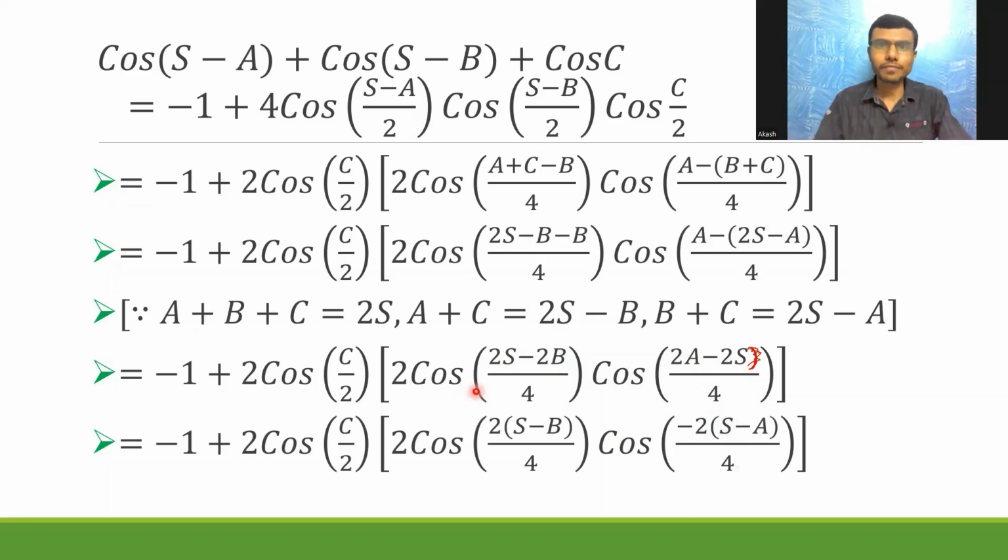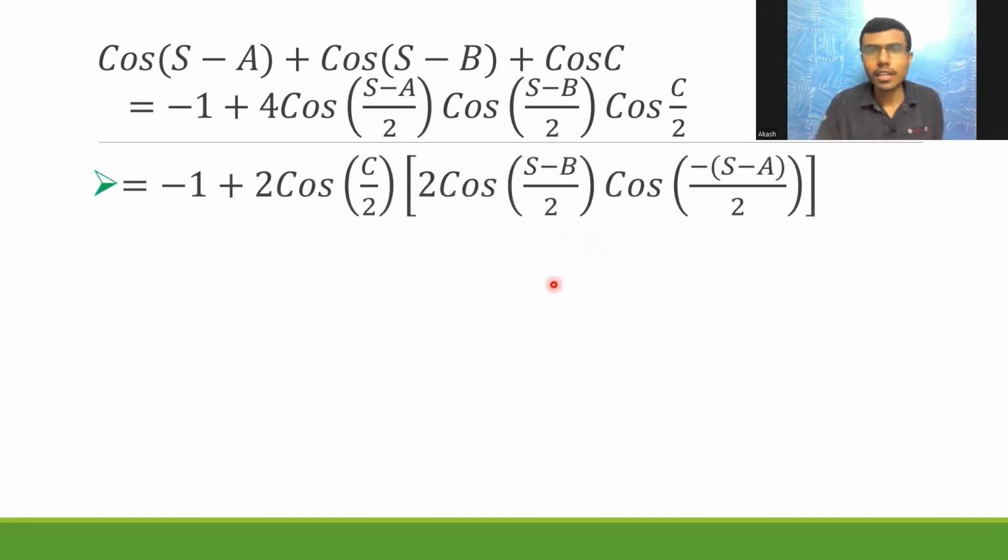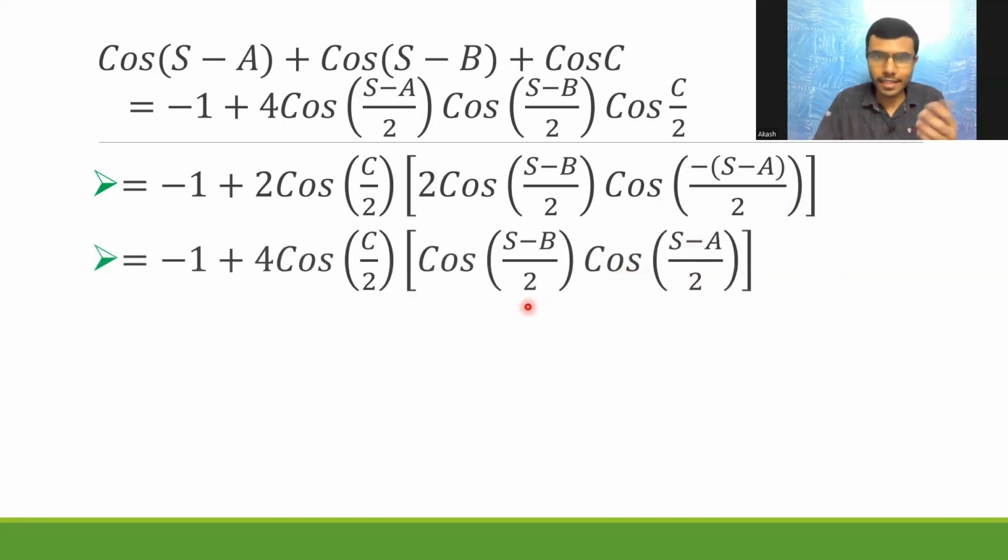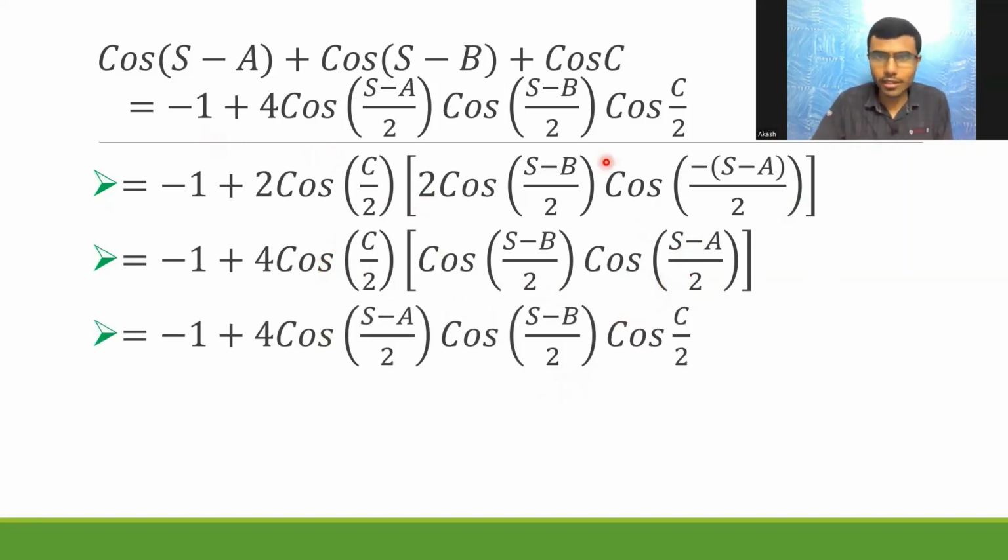Okay. Now, 2 ones are 2, twos are 2, so 2 cos (s minus b) by 2 into cos of minus (s minus a) by 2, that's what I have. Now, what is cos of minus theta? It's cos theta. So cos of minus (s minus a) by 2, I can write as cos (s minus a) by 2. Okay. Now just a little rearrangement: bring this cos (s minus a) by 2 here, and cos (s minus b) by 2 keep it here, and then bring cos c by 2 at the end. That's it. If you see, I got exactly what I wanted to get.